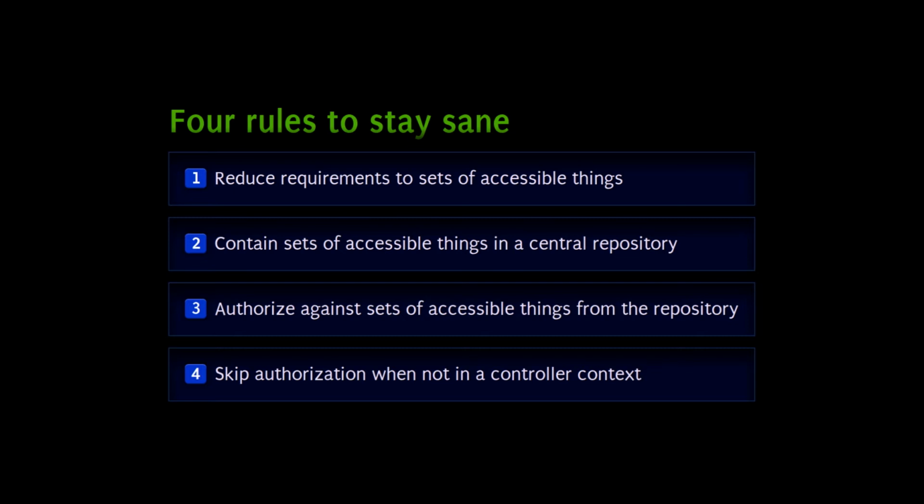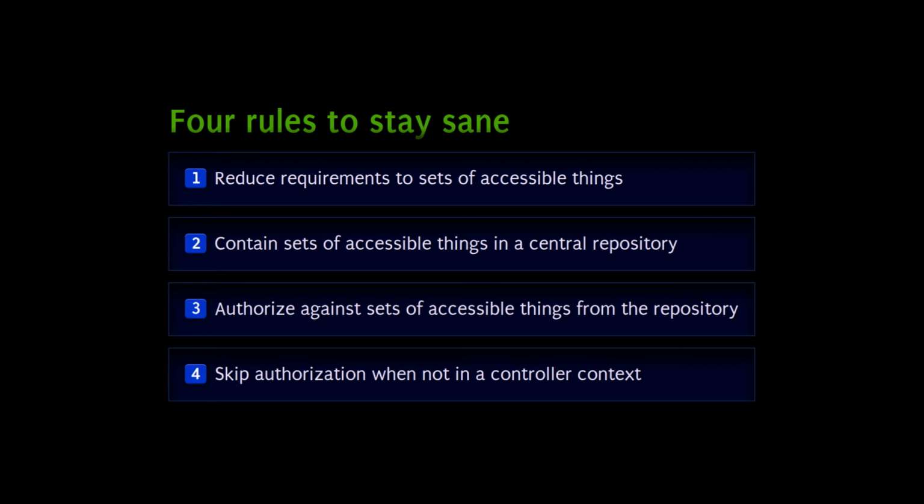So something that has worked for us for quite a while is we came up with a set of rules how to keep the crazy contained. Whenever we get authorization requirements, we do those 4 things. We reduce the requirements so they just are expressed in sets of things that the user is allowed to do. Then we move all those sets of things that the user is allowed to do into a repository, like a class that is globally accessible. Then we write the applications so they query this repository for those sets. And lastly, we make sure that authorization is just not performed when we are not in the context of a current user of a request or controller.